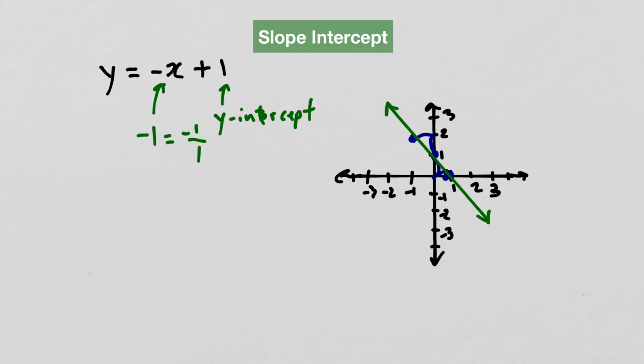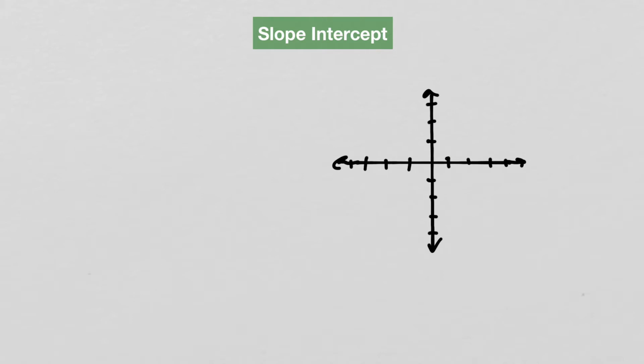Now, let's take a look at another example. Let's suppose that our equation looks like this. y equals 2/3 x minus 1. Okay? The way we do this is exactly the same as the first two examples. So we take a look at our y-intercept, and we find that our y-intercept is -1.